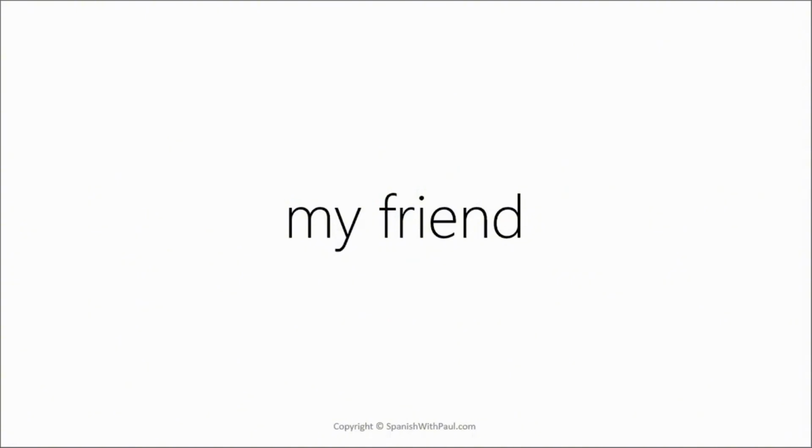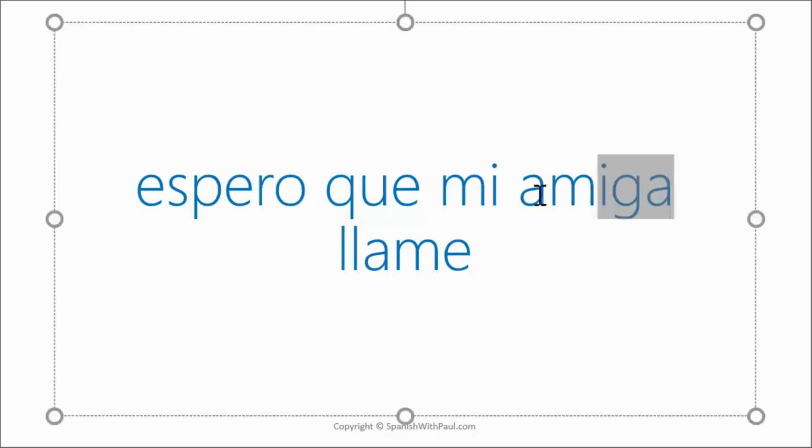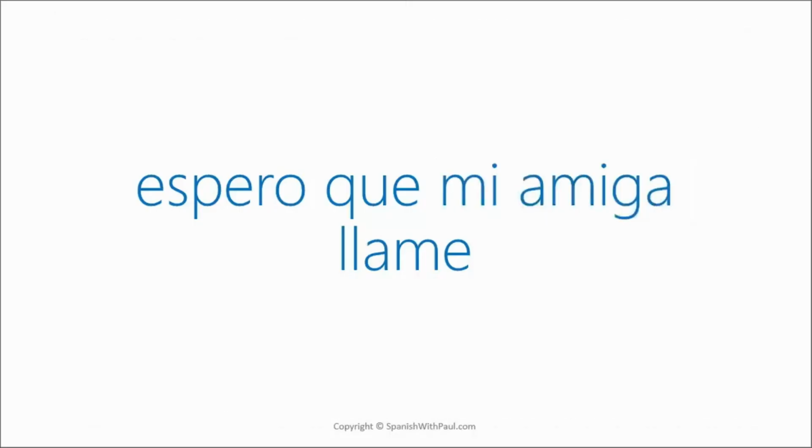To express my friend, you have options. You can say mi amigo if it's male, a male friend, or mi amiga if it's a female friend. Let's suppose in this next sentence that we're referring to a female friend. And what we want to say is, I hope my friend calls. How would you translate that into Spanish? Espero que mi amiga llame. Here again, you can see a specific person, but the subjunctive and the structure of the sentence works in exactly the same way as our previous examples.